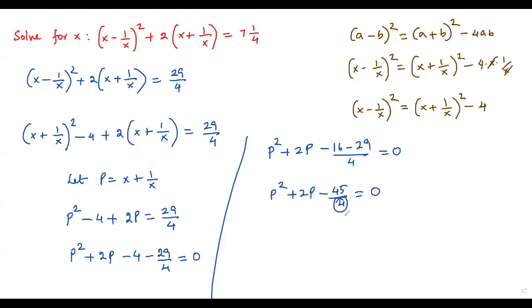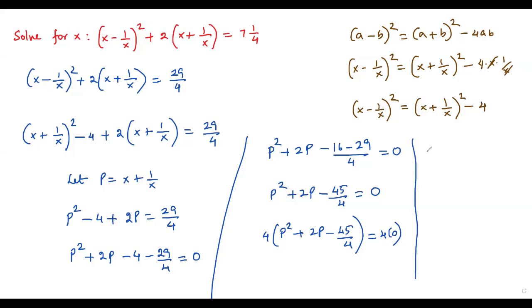Okay, now to get rid of this denominator 4, I multiply both sides of this equation by 4. That is 4 times (p² + 2p − 45/4) equals 4 times 0. Now we can distribute this 4 to p², 2p and −45/4.